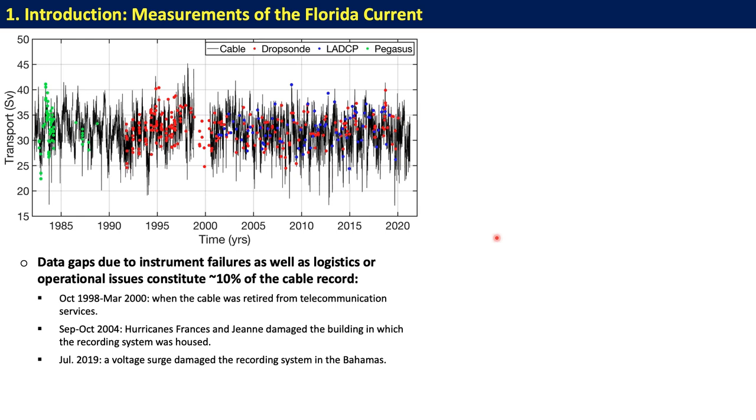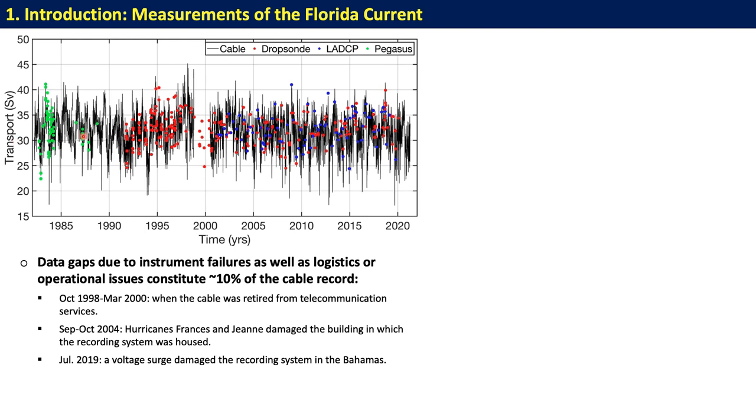But before I start with satellite altimetry, I'd like first to make a few remarks on the existing observations. Here you see the time series of the cable transport shown by the black curve, and transport estimated from ship sections shown by colored dots. Red dots are for the dropsonde sections, blue for the LADCP sections, and green dots show measurements from the Pegasus floats.